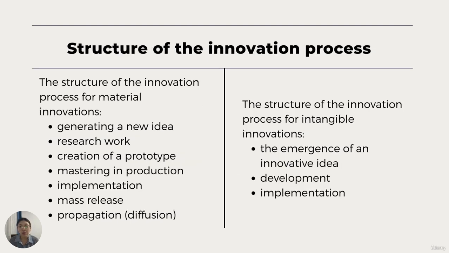The structure, so we have two kinds of structures. The structure of the innovation process for material innovations consists of generating a new idea, research work, creation of a prototype, mastering and production, implementation, mass release, and propagation. And for intangible innovations: the emergence of an innovative idea, development, and of course, implementation.